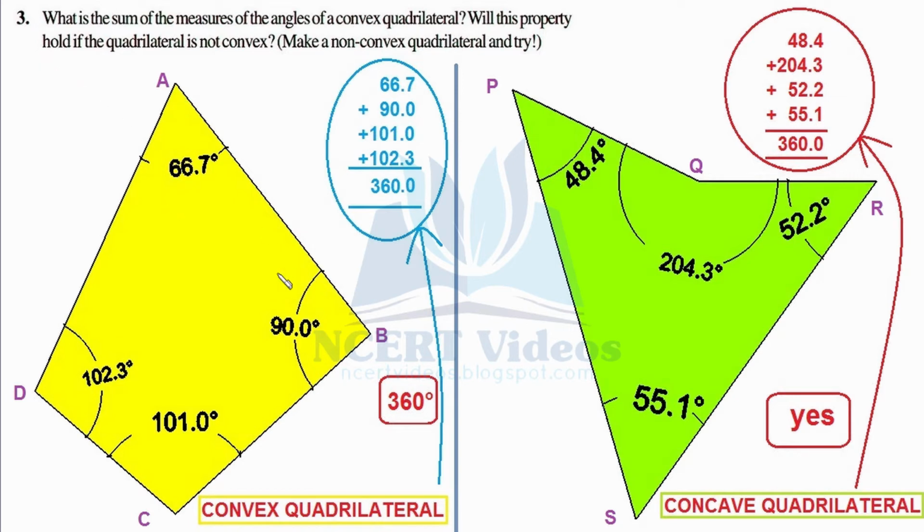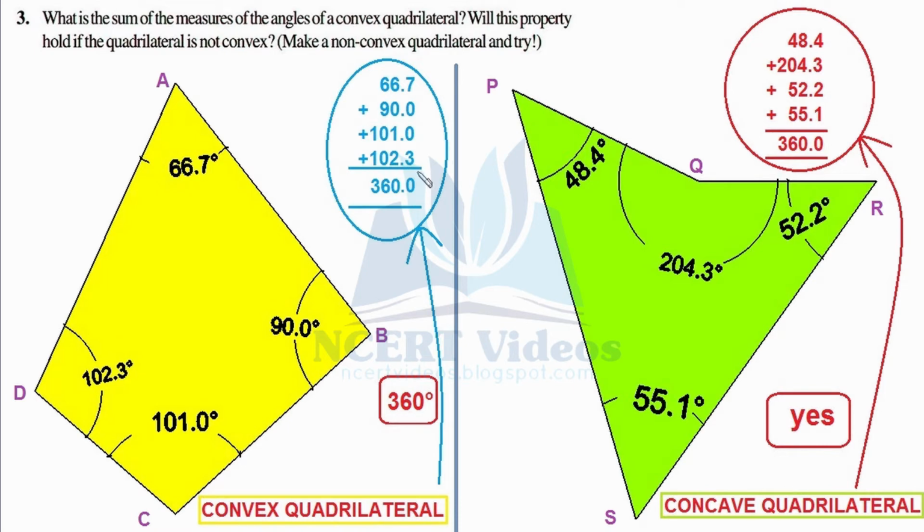Now, in our case, angle A is 66.7 degrees, angle B is 90 degrees, angle C is 101 degrees, and angle D is 102.3 degrees. The question asks to find the sum of measures of angles. So we wrote 66.7, 90 degrees, 101, and at last 102.3 degrees. We are going to add it up.